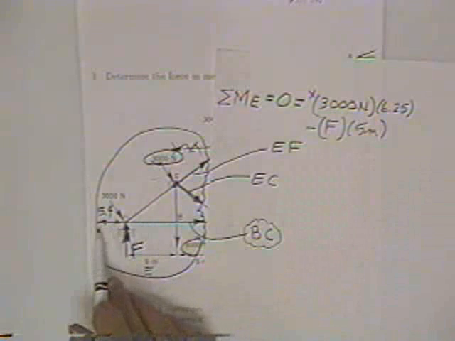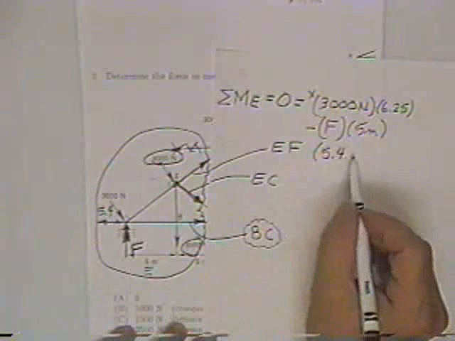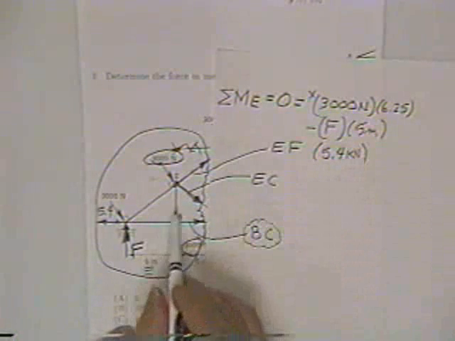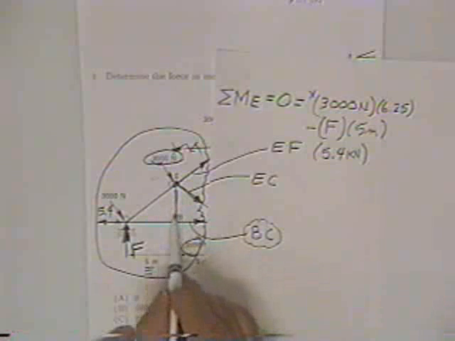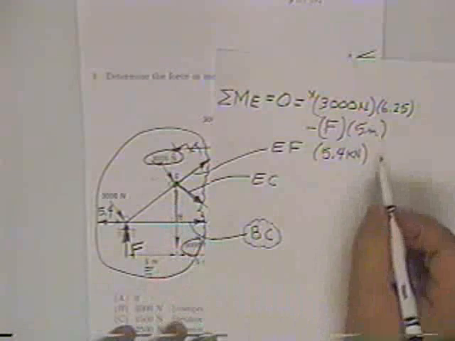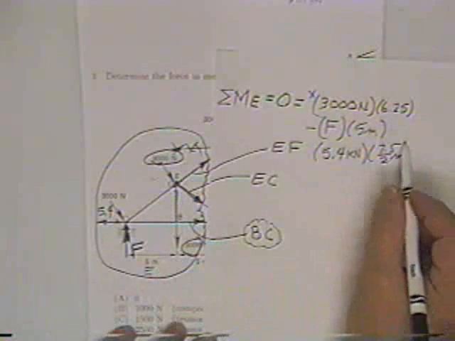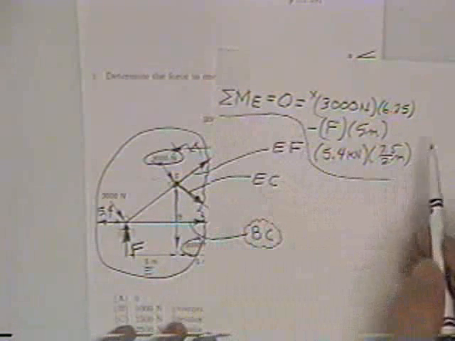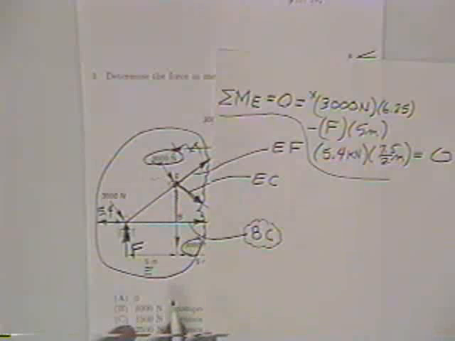Then here's a 5.4 guy. He's 5.4 kilonewtons. And his moment arm is this thing right here. That was half of 7.5. We figured that out a minute ago. So that's 7.5 over 2 meters. And the sum of all that right there should equal to 0.